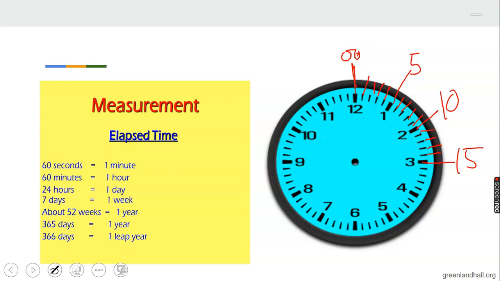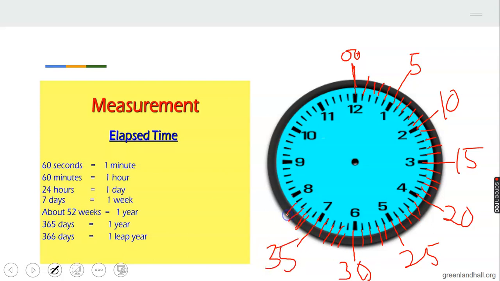After 15, what do we have? 16, 17, 18, 19. 4 will be 20. 21, 22, 23, 24. 5 will be 25. 26, 27, 28, 29. 6 will be 30. That's why we say 6 is 30 minutes past. 31, 32, 33, 34. 7 is 35. 36, 37, 38, 39. 8 is 40. 41, 42, 43, 44.